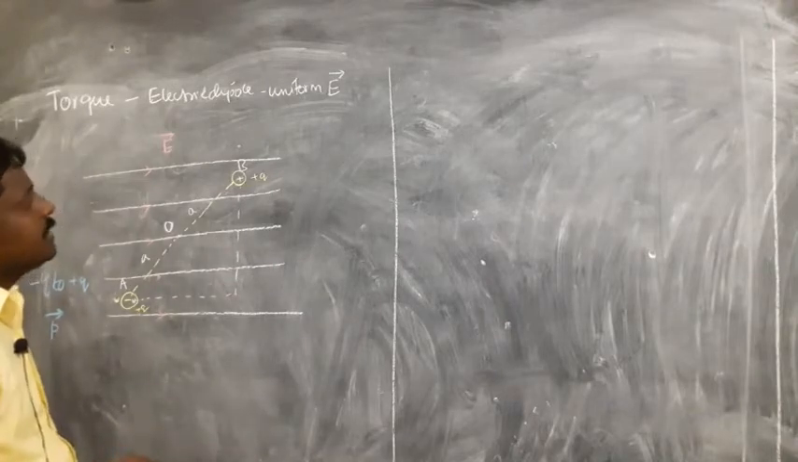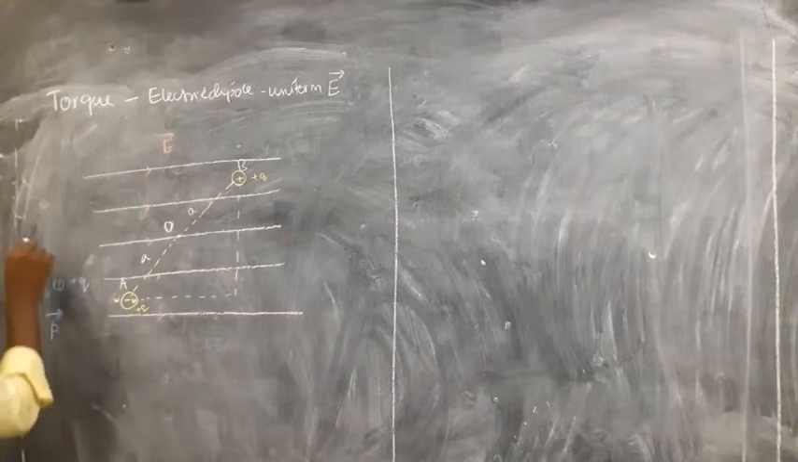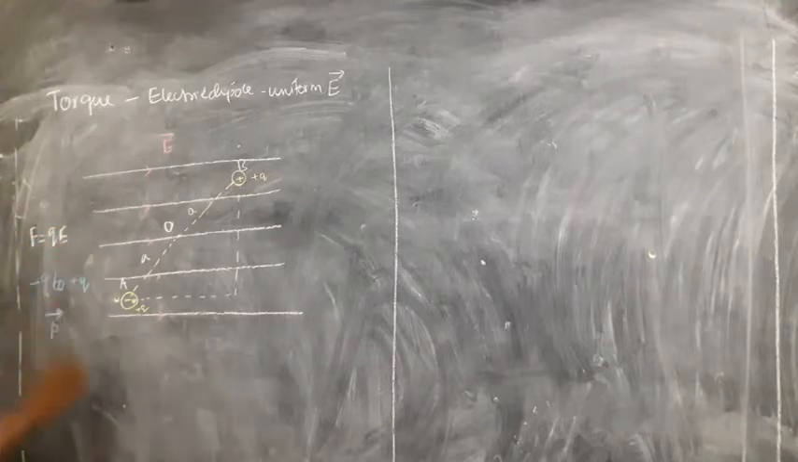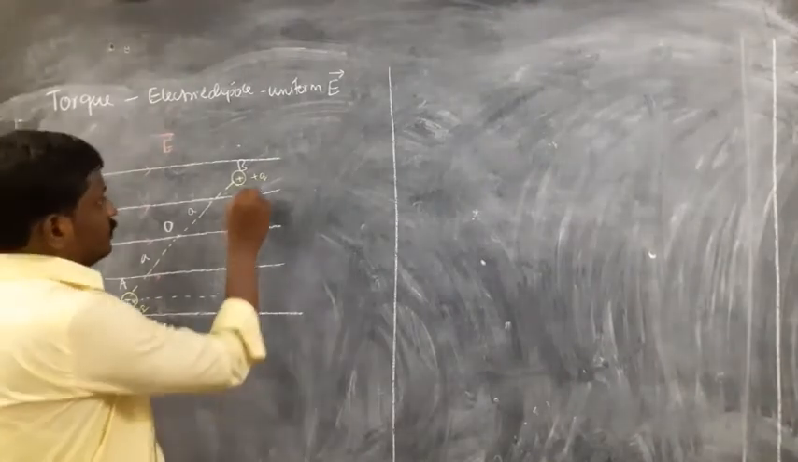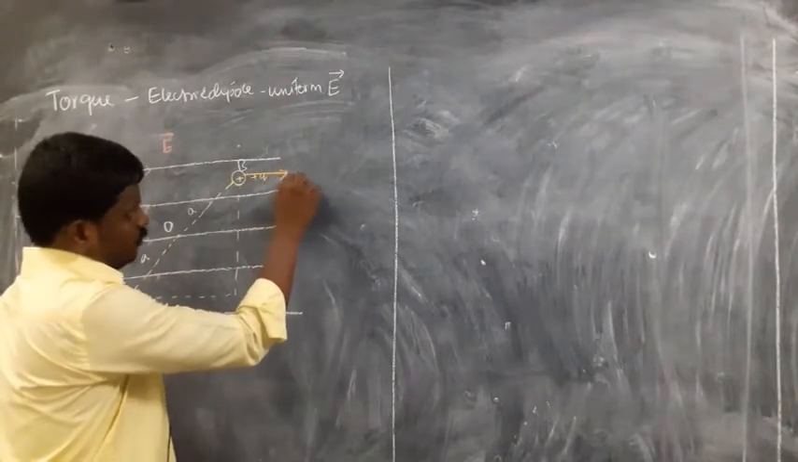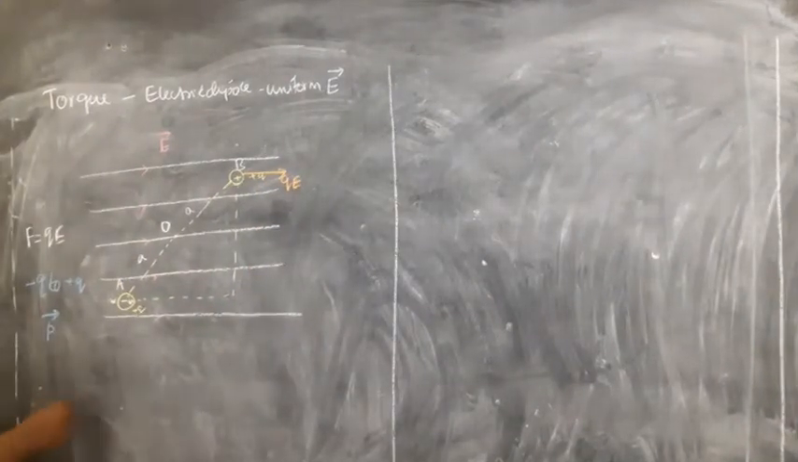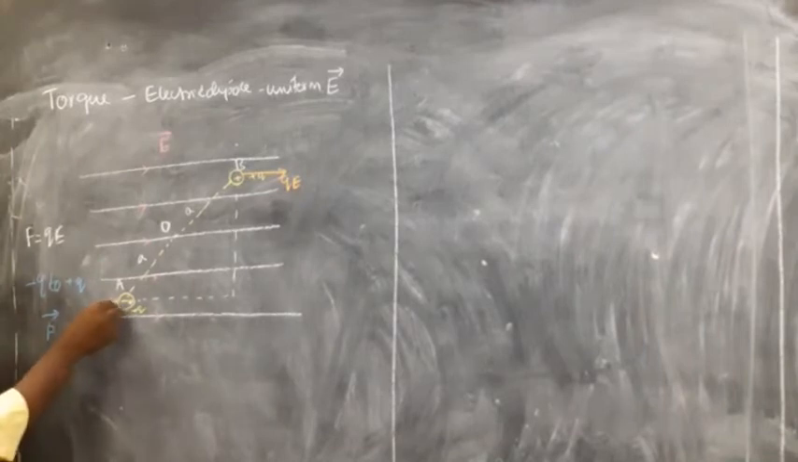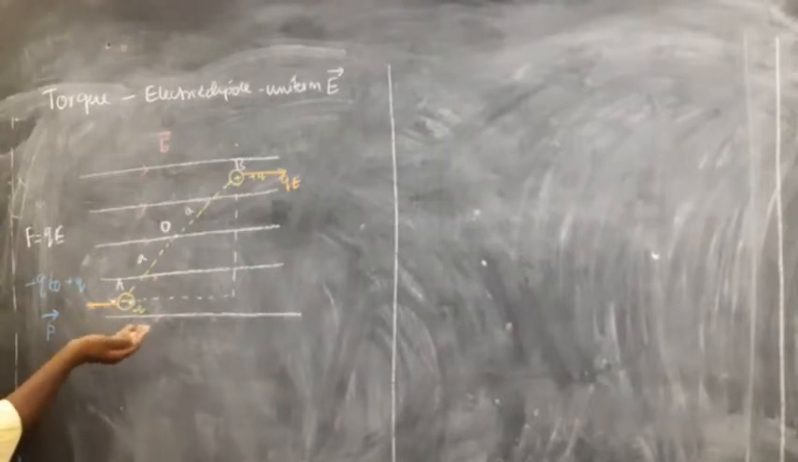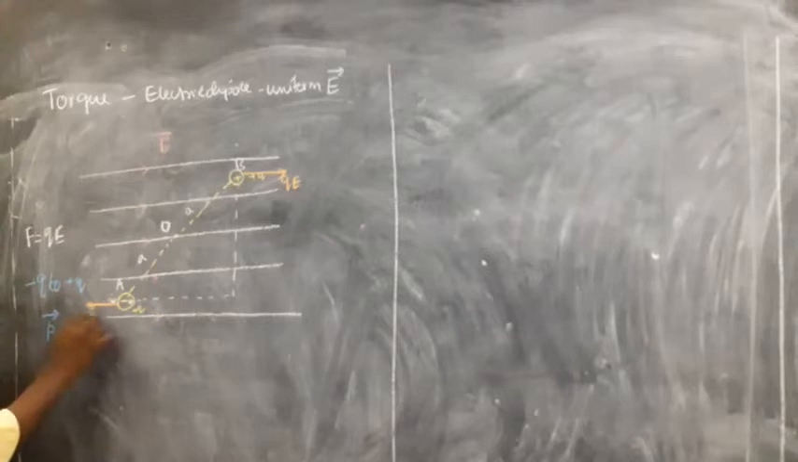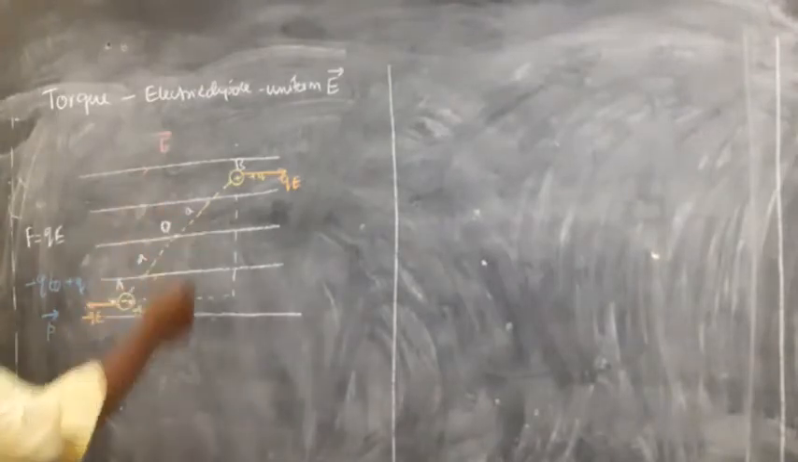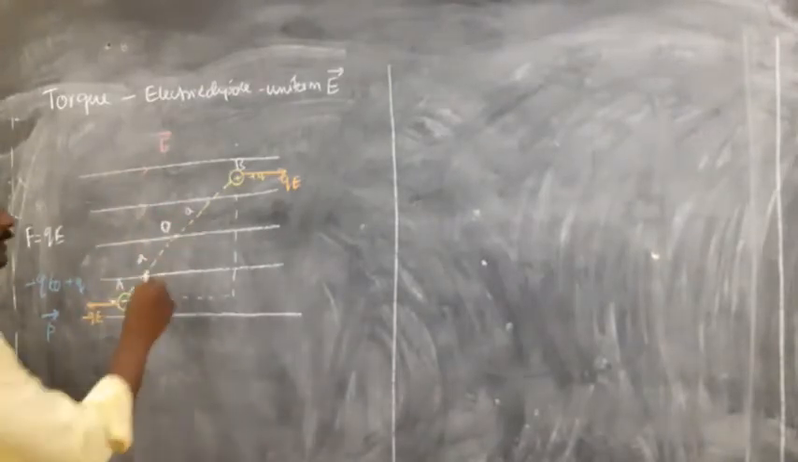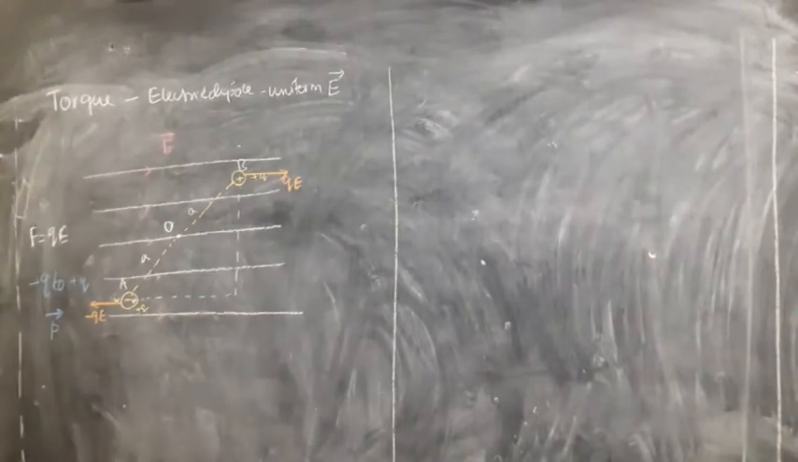The plus q experiences a force F equal to qE in the direction of the field. Then minus q experiences a force in the opposite direction, because minus q is against the electric field, so it's minus qE. These two different forces, plus qE and minus qE, can rotate the electric dipole about the point O as the center.